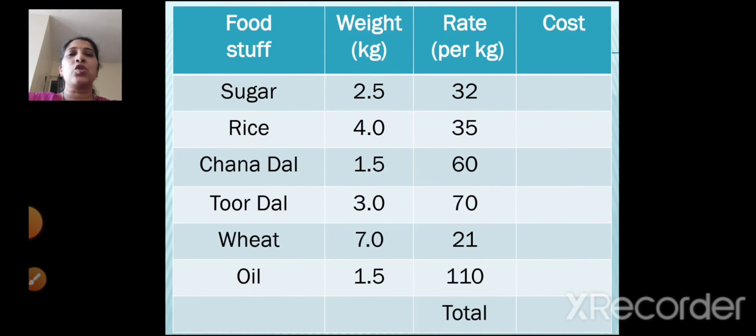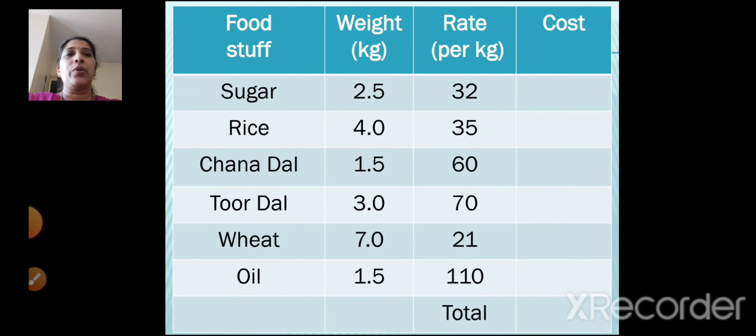Like for sugar it is 2.5 kg and the rate is 32 rupees per kg. Right? Rice, the weight is 4 kg, the rate is 35 rupees per kg. Chana dal, the weight is 1.5 kg, the rate is rupees 60 per kg. Tur dal, the weight is 3 kg and the rate is given as 70 rupees per kg. Wheat, the weight is 7 kg, rate is given as 21 rupees per kg. And oil, the weight is 1.5 kg and the rate is given as 110 rupees per kg.